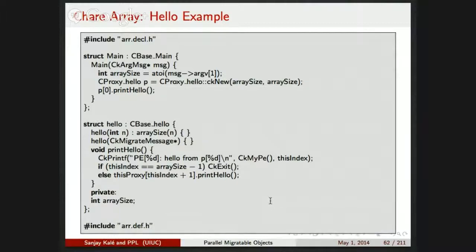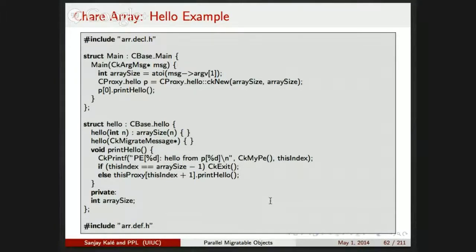So in this case, when we call print hello, it first prints out a message saying hello from, and then whatever char index in the array it is, and also it tells you what PE that char is on. And then if we're the last char on the array, so this is why we passed in the array size, if our index is equal to the array size minus 1, we'll exit. Otherwise, we're going to send a message to the next char in the array.